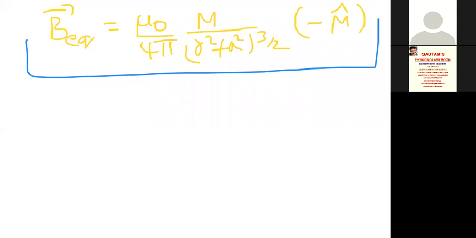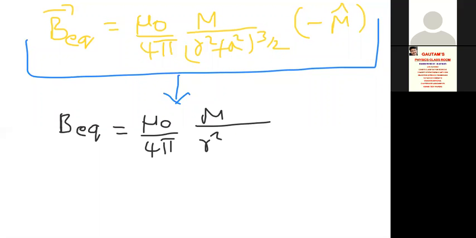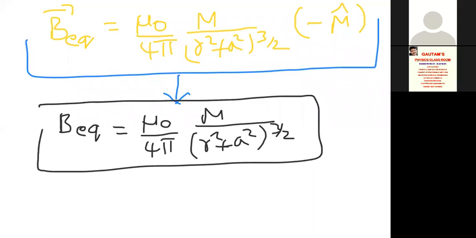So how do we write this equation without vector form? Without vector form, I can write B equatorial is mu naught by 4 pi, m by (r square plus a square) whole power 3 by 2. Without vector means the bar on B equatorial, I remove it. So I no need to write the direction. Minus m cap is the direction, no need to specify it. This is the equatorial magnetic field.